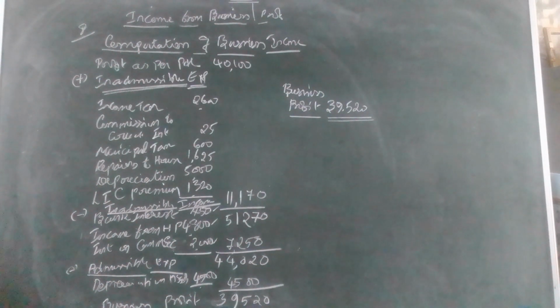Then the next item is given as bad debt allowed. You should keep this in mind, you should know this particularly. In 90% of the problems we will have this point.